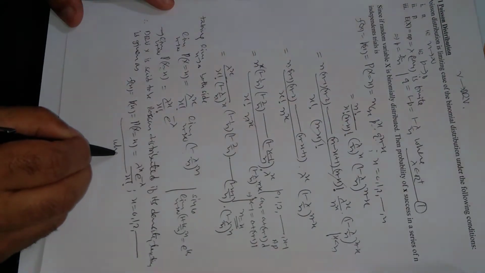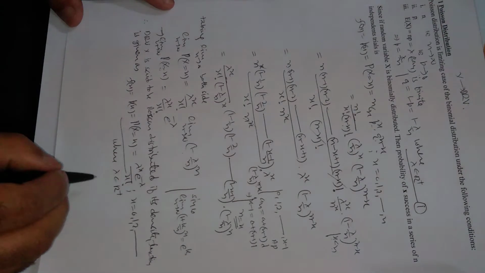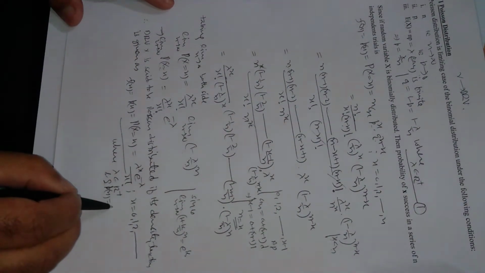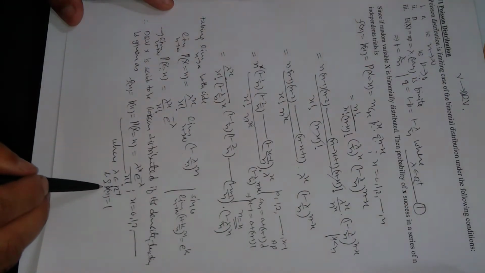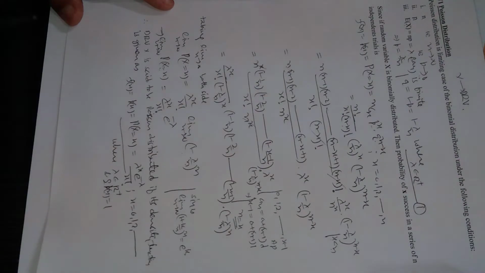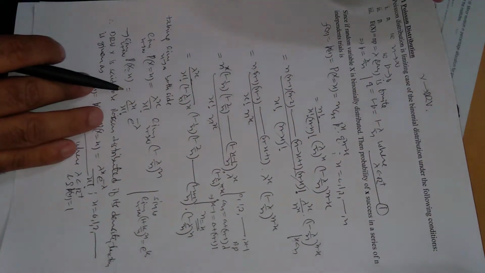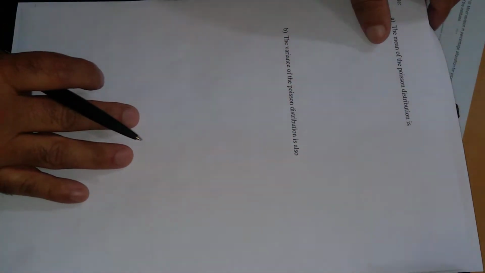Here we know lambda is any positive real number, and summation of p of x must be equal to 1, because this is a discrete random variable. So the sum of all the probabilities must be equal to 1. This is the density function for a Poisson distribution, where x is a discrete random variable. Now I'm going to find the mean and variance.